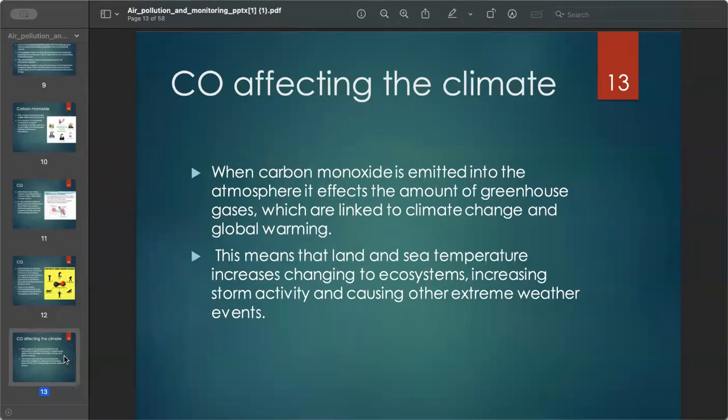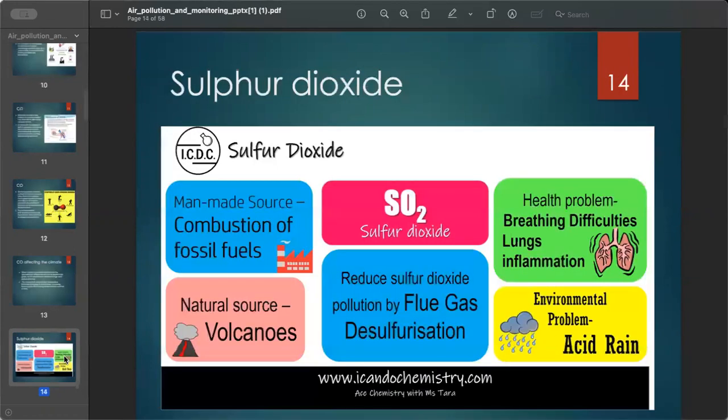Carbon monoxide affecting the climate. When carbon monoxide is emitted into the atmosphere, it affects the amount of greenhouse gases which are linked to climate change and global warming. This means that land and sea temperature increase, changing ecosystems, increasing storm activity and causing other extreme weather events. Sulfur dioxide is a man-made pollutant from combustion of fossil fuel.